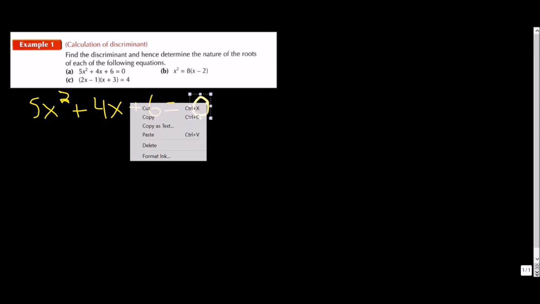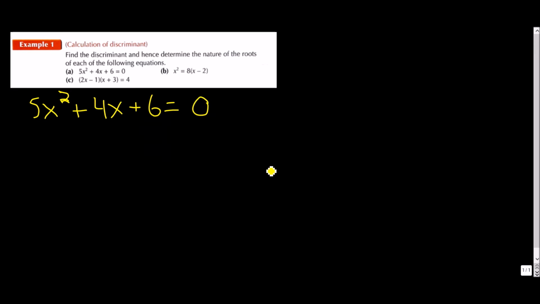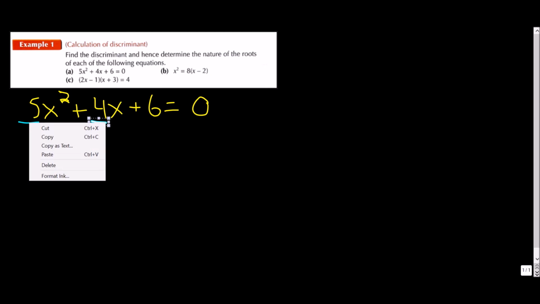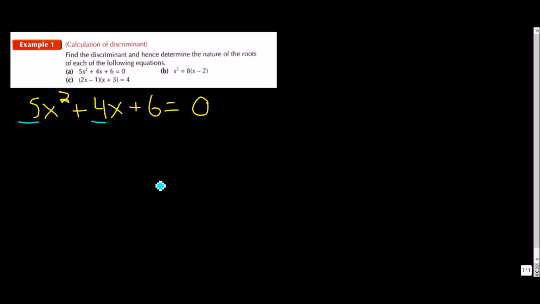So let's start with part A. A gives us 5x squared plus 4x plus 6 equals 0. This is set up in the regular form of a quadratic equation, ax squared plus bx plus c. So we can identify our a value, which is the number of squares, our b value, which is the number of regular terms, and then our c value, which is the constant, whatever is left over that is not attached to a variable.